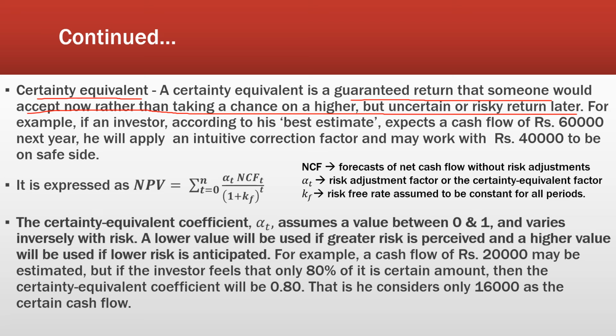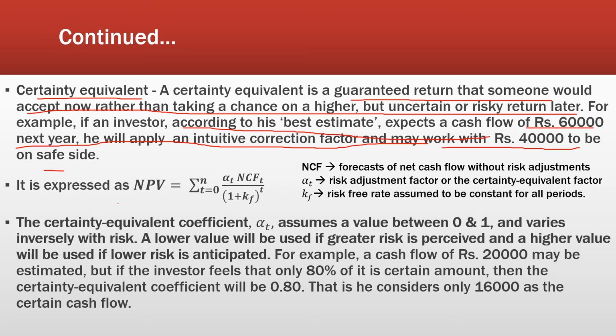For example, if an investor, according to his best estimate, expects a cash flow of rupees 60,000 next year, he will apply an intuitive correction factor and may work with 40,000 to be on the safe side. That is, he expects rupees 60,000 next year, but 40,000 is already there, so he would pick the 40,000 rather than the 60,000 next year, because that is an uncertain amount, that is not sure. But 40,000 is sure, so he would take that.